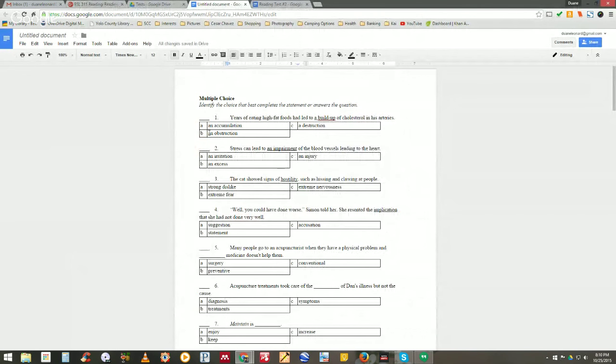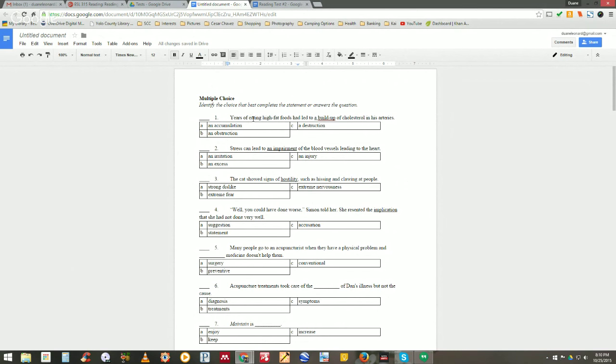Hello students, so this is part 2 of the test. I first did the annotation and summary, and now I'll do the rest of the test. I think I can finish the rest in fairly quick time. So going through multiple choice.